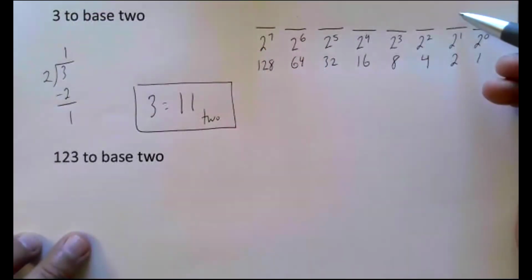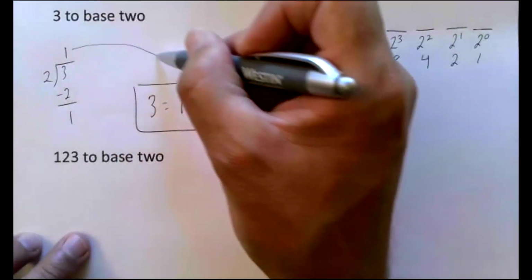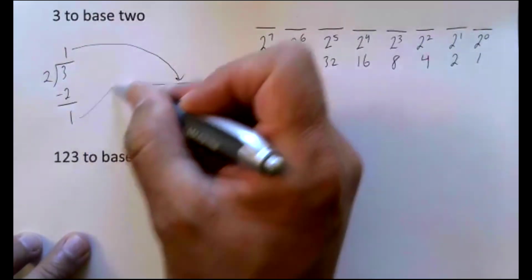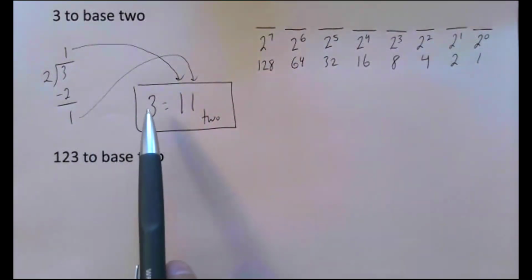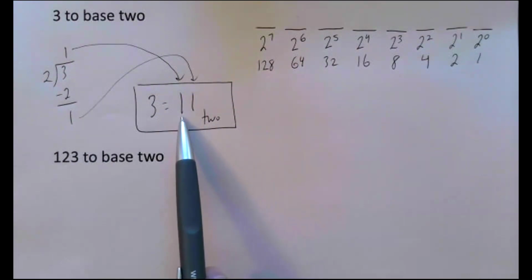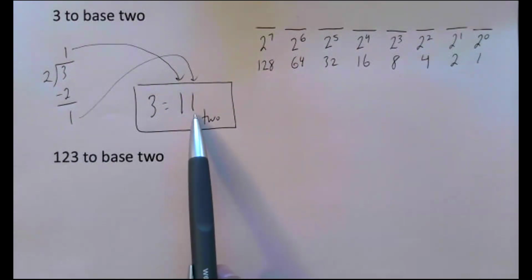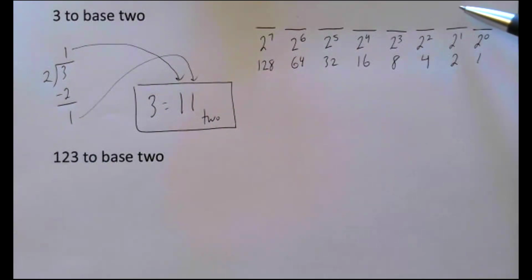That one, when I divided by 2, went in the 2's position. That final remainder went over here. Okay, basically we're saying that 3 is equal to 1 set of 2 plus 1 set of 1. Okay, 1 set of 2 plus 1 set of 1.